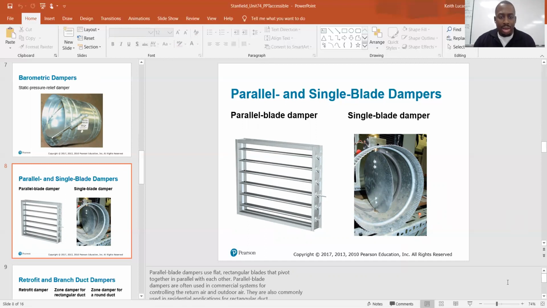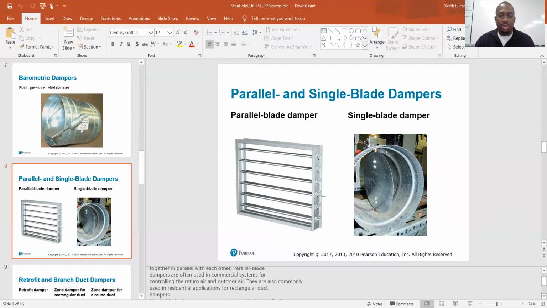Parallel blade dampers use flat rectangular blades that pivot together in parallel with each other. Parallel blade dampers are often used in commercial systems for controlling the return air and outside air. They are also commonly used in residential applications for rectangular duct dampers. Single blade dampers are commonly used in residential applications and round duct. They consist of a single piece of metal that pivots in the middle. Single blade dampers are mainly used in residential applications.